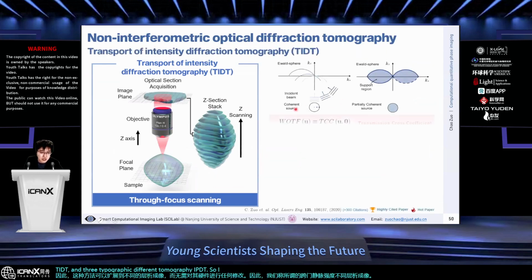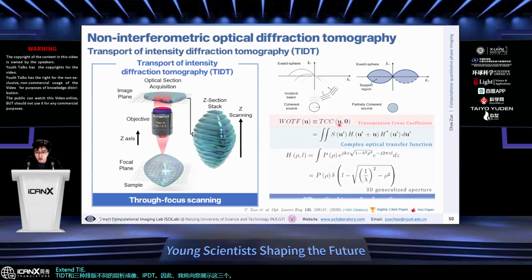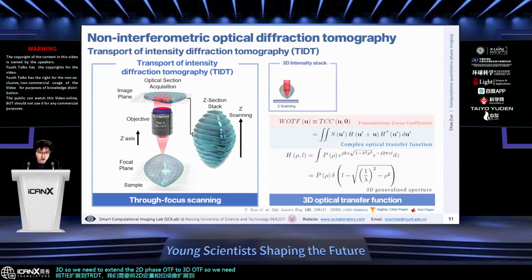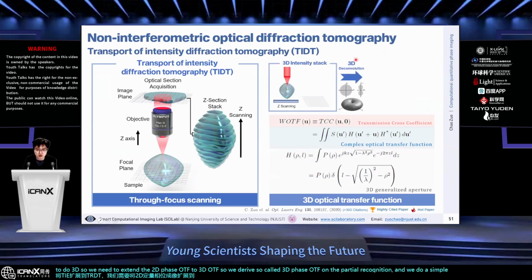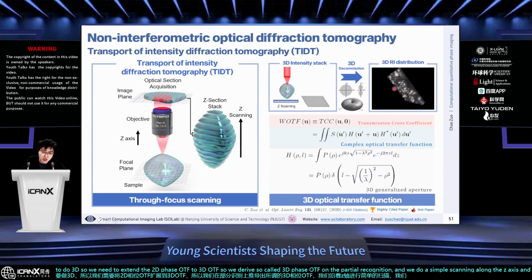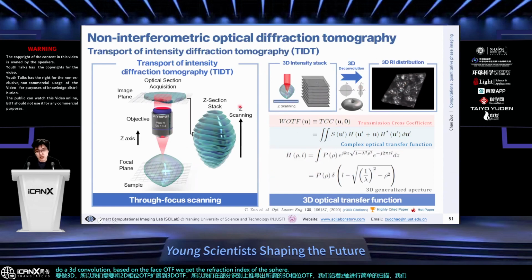To extend TIE to TIDT, we need to extend 2D quantitative phase imaging to 3D. So we need to extend the 2D phase OTF to a 3D OTF. We derived the so-called 3D phase OTF under partially coherent illumination. We do a simple scan along the z-axis and a 3D deconvolution. Based on the phase OTF, we get the refractive index of the cell directly. It's an elegant extension of 2D TIE to 3D ODT.